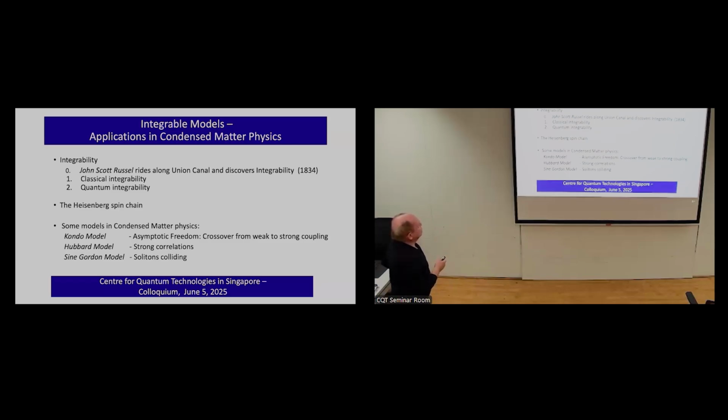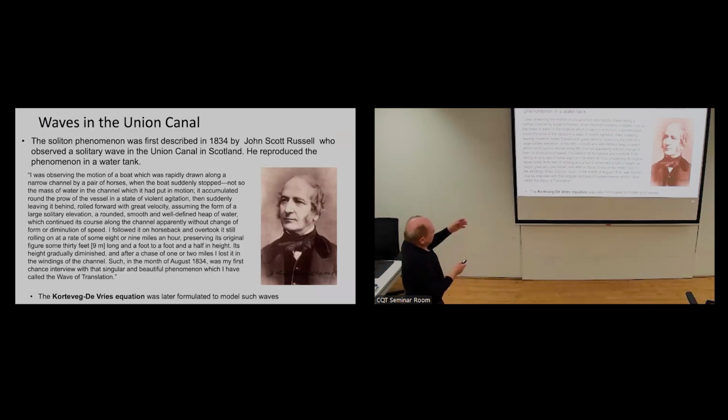History recorded John Scott Russell riding along a Union Canal. He saw a certain shape of water, and he followed it riding 20 miles, and it maintained its shape. And he wondered why it was so, in a long passage in his diary.